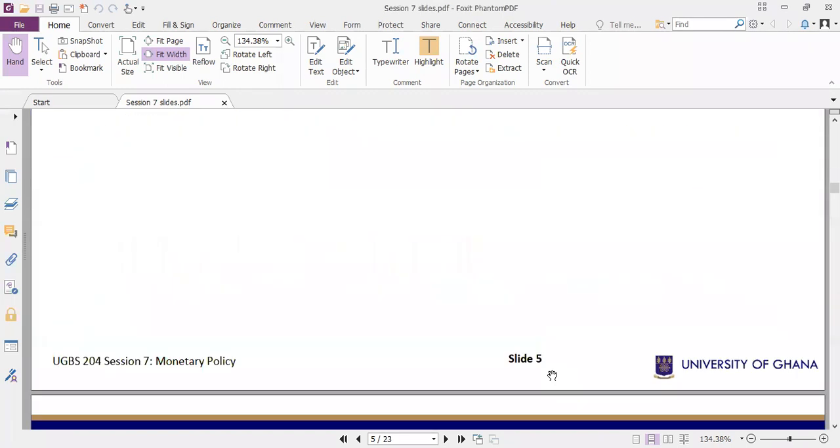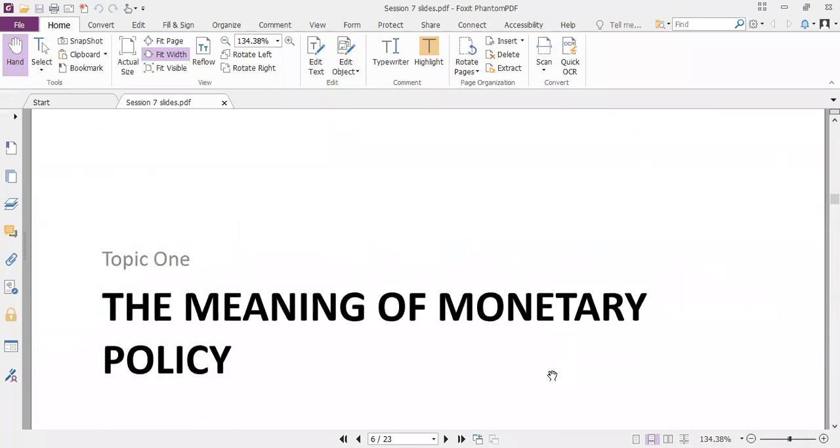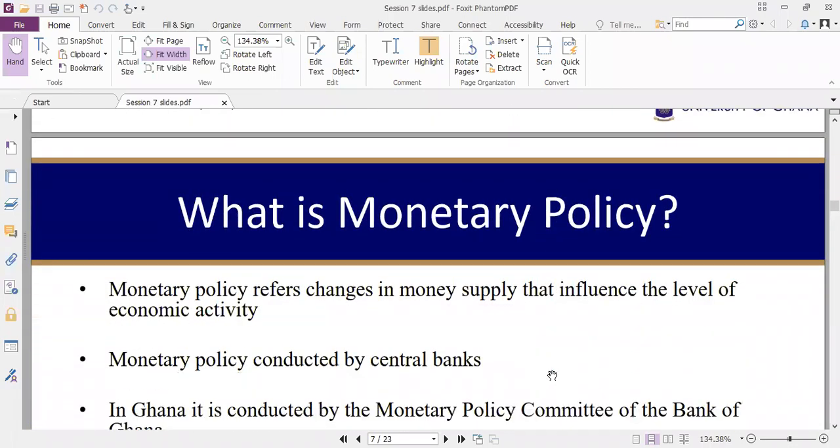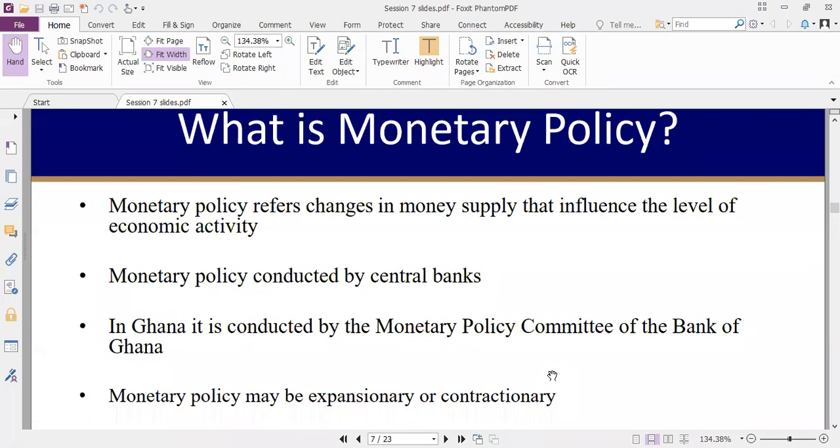So we said that we have two main policies in macroeconomics, and this is one of them. Monetary policy is one of them. When we say monetary policy, all we are trying to say is that it refers to changes in money supply that influence the level of economic activities.